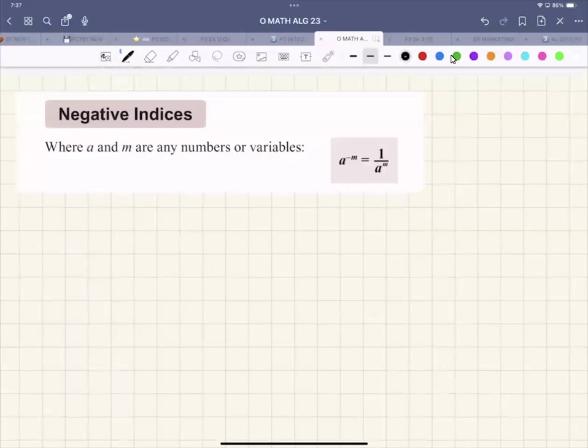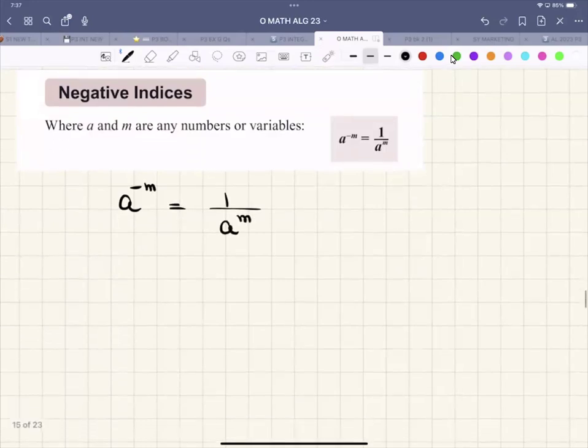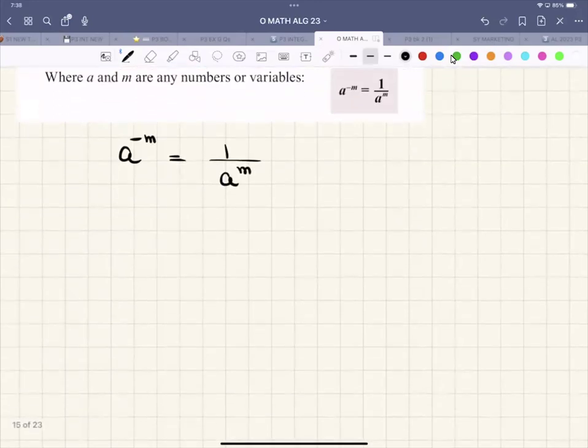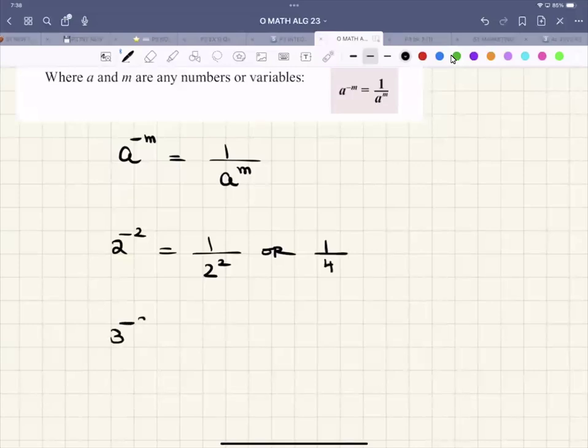Negative indices. Yes, something very, very important. A raised to power of negative m can be written in the reciprocal form as 1 over a raised to power of m. 2 raised to power of negative 2, that is 1 over 2 raised to power of 2, which can also be written as 1 over 4. 3 raised to power of negative 2, that is 1 over 3 raised to power of 2, that can also be written as 1 over 9.